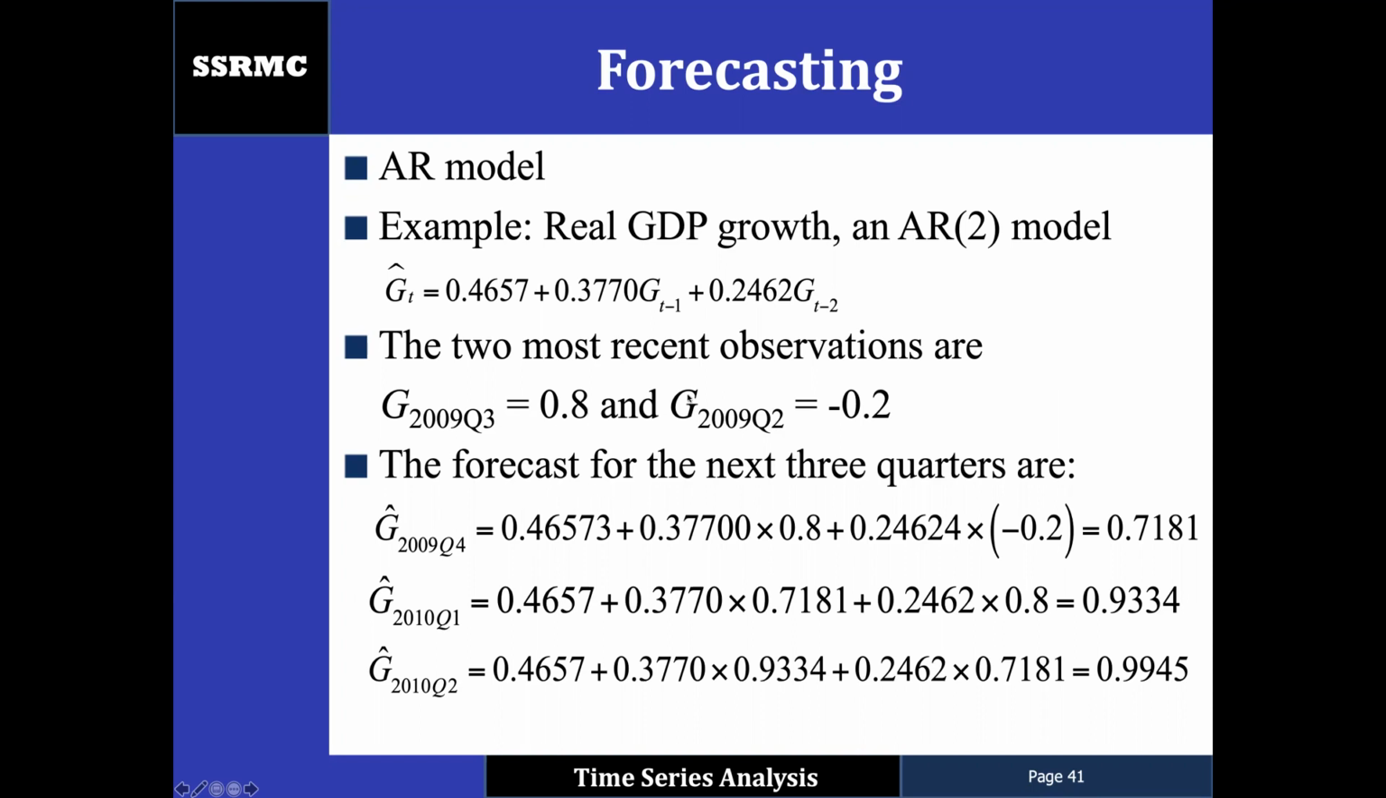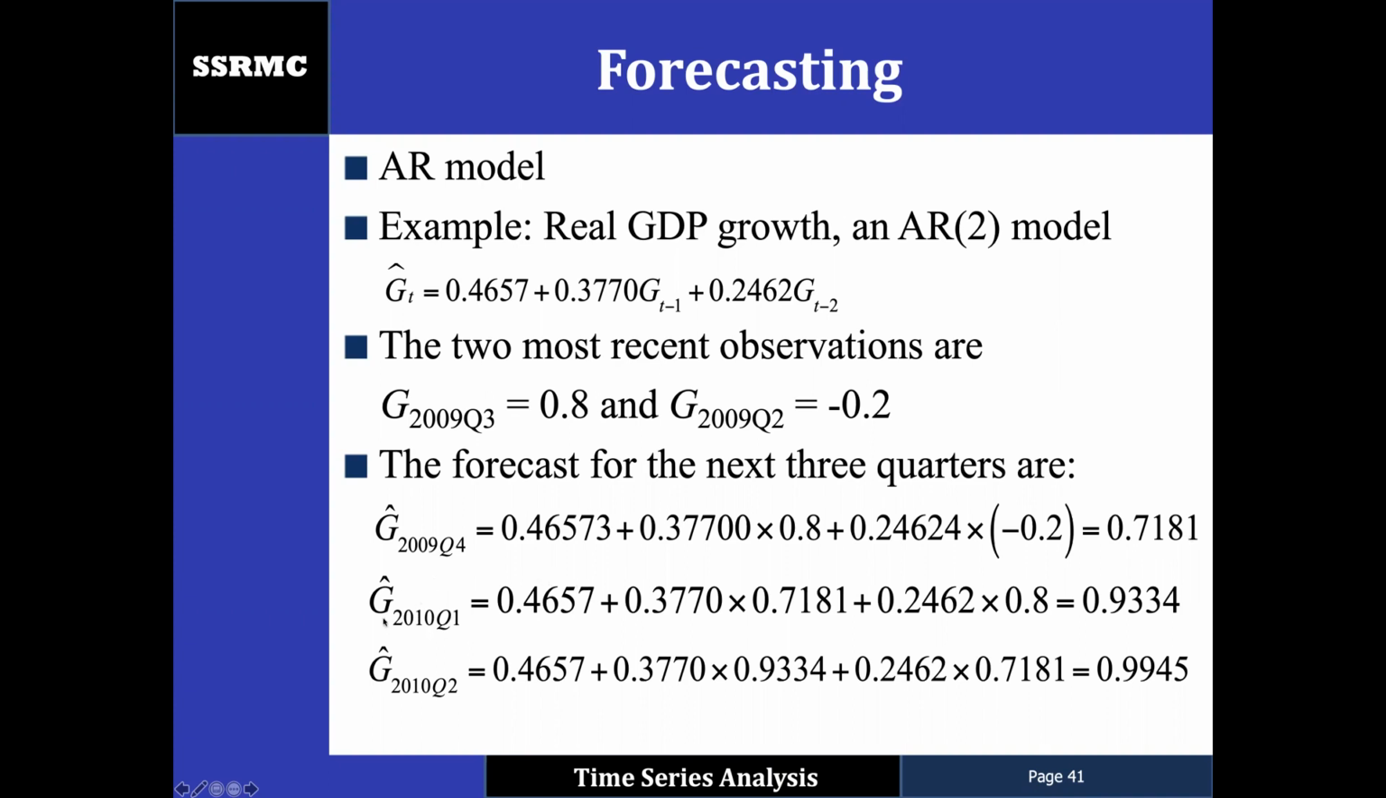So we can make use of that information to forecast the quarterly GDP growth rate as follows. The next quarter is the fourth quarter of 2009. By inserting those two observations, 0.8 and minus 0.2, into this equation, we obtain an estimated quarterly real GDP growth rate of 0.7181%. Then we move to the next quarter.